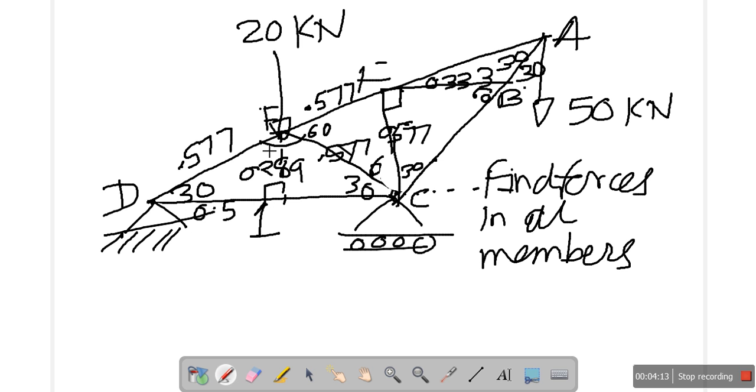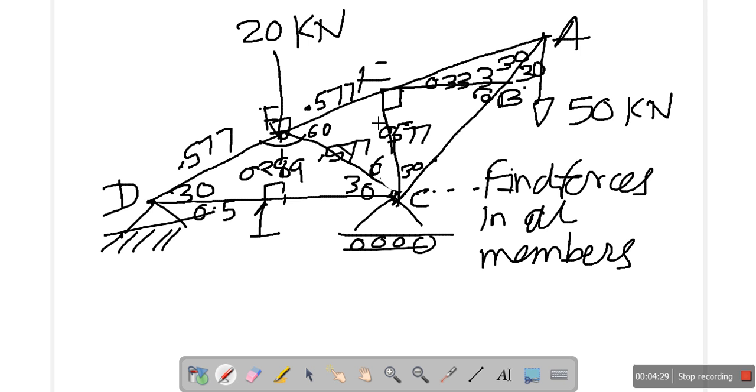This is 0.577. This is 0.288 or 289. This is also 0.577, 0.577, 0.577, 0.33. You can do the math. It's very easy, and you can find all the lengths.